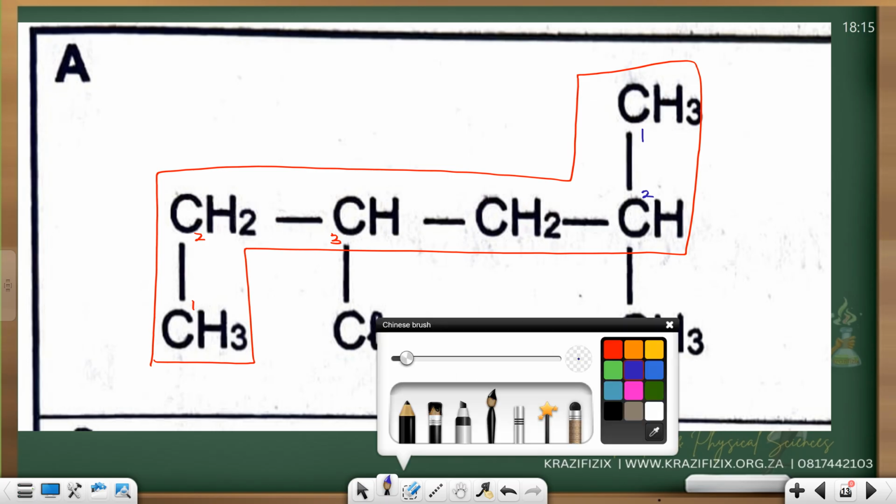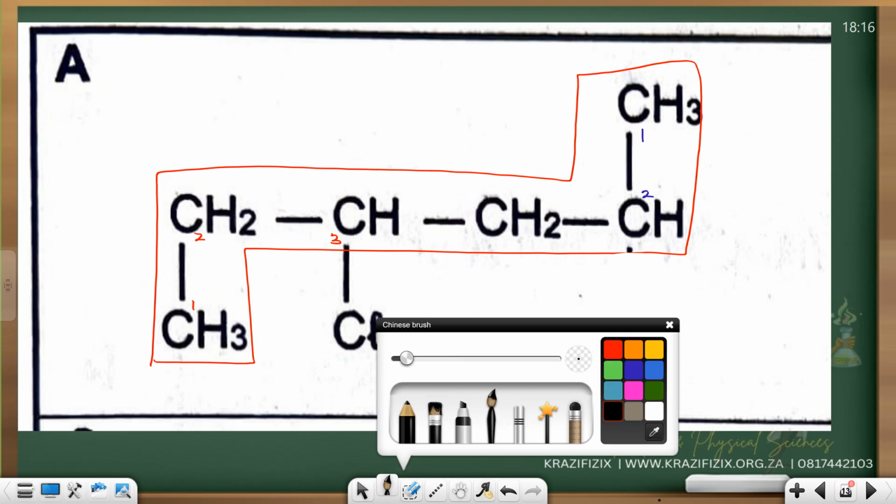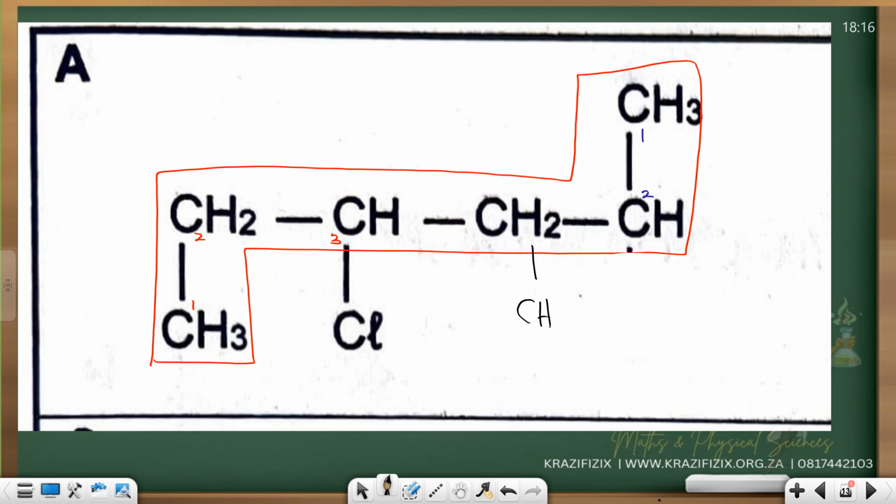Don't worry, it's a smart board. Let's do something. What if I have this? What happens? Because from either side, they are both on carbon number what? 3. And I have to choose one side.